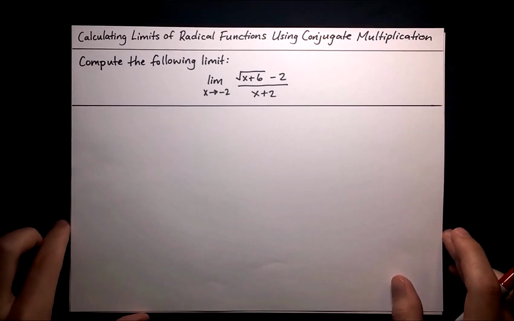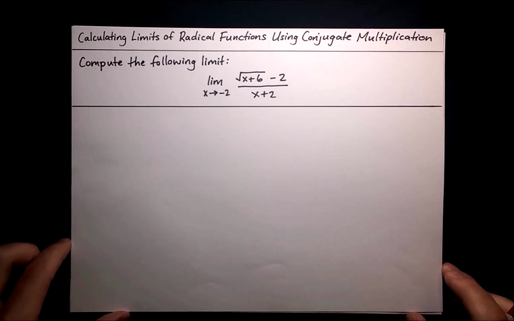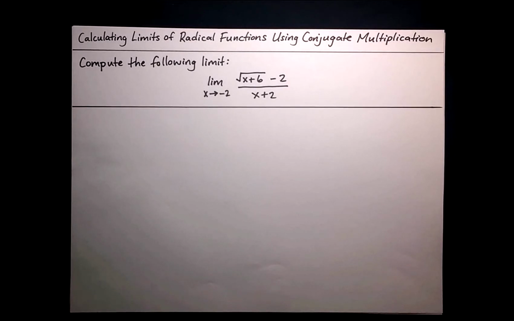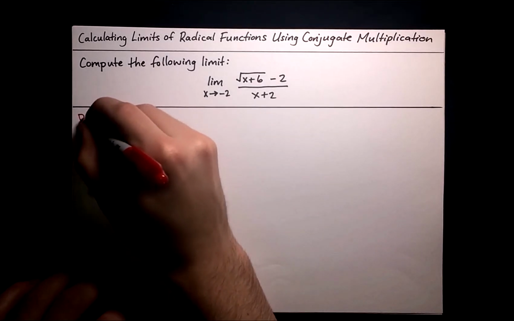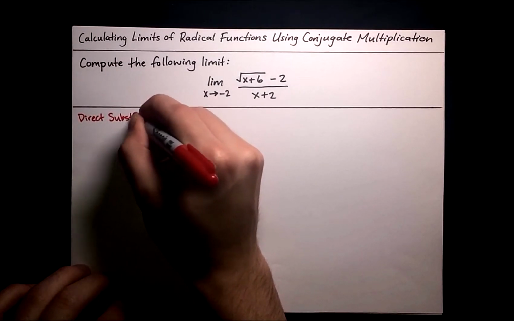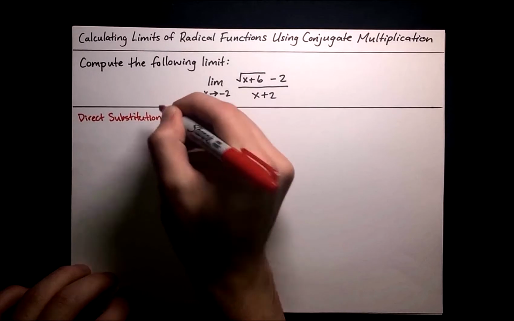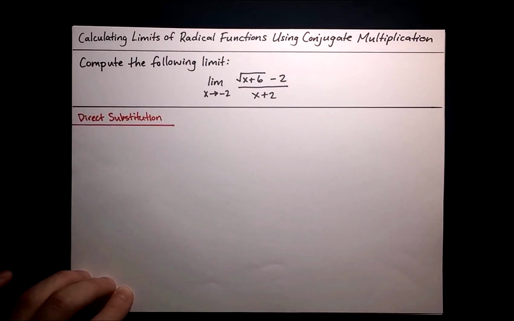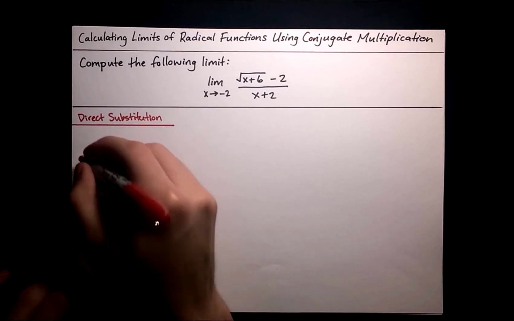Here's another problem. We want to compute the following limit as x approaches -2 of root x plus 6 minus 2, all over x plus 2. Alright, so the first thing we try, of course, will be direct substitution. So we go ahead and try direct substitution on this limit, plugging in x equals -2.